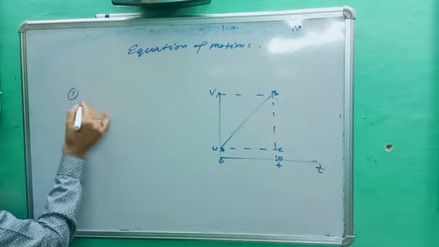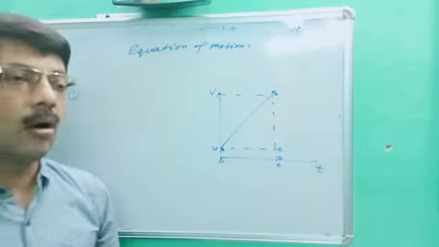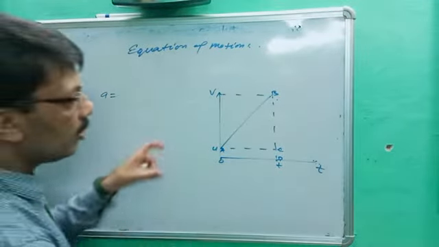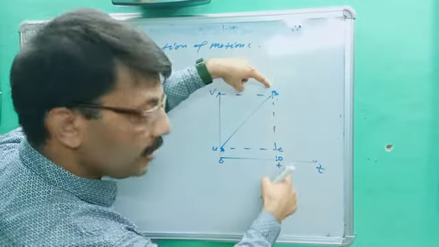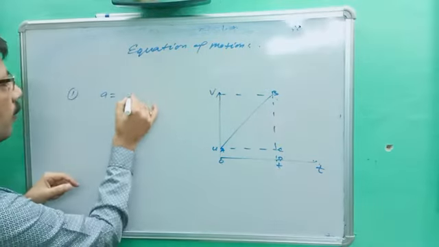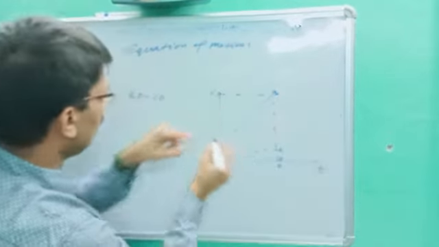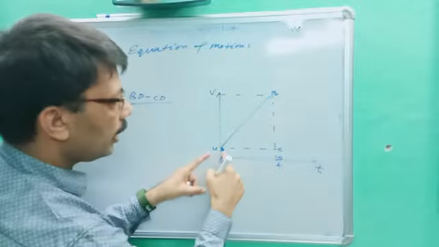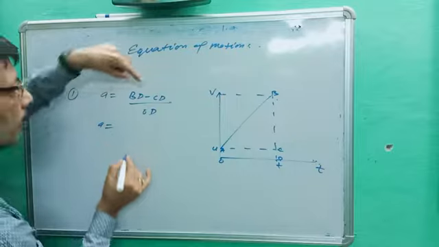First, what is acceleration? The rate of change in velocity is called acceleration. So what do we get here? A is equal to the change in velocity divided by time. The change in velocity becomes BD minus CD. You can see here the total velocity is BD, and minus CD. BD minus CD divided by time, which is AC, or you can write OD. So A is equal to BD minus CD divided by OD.